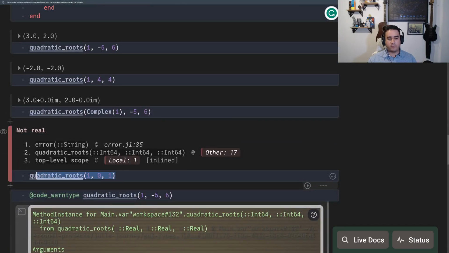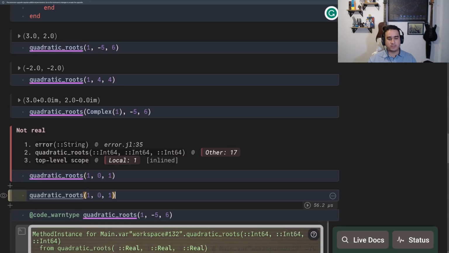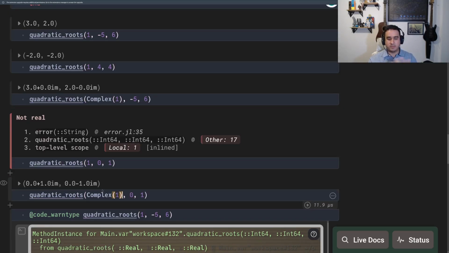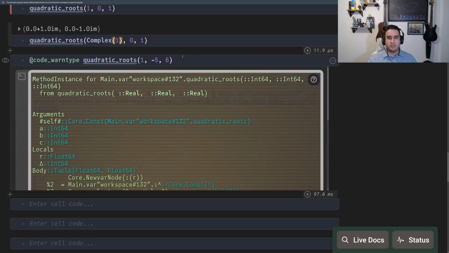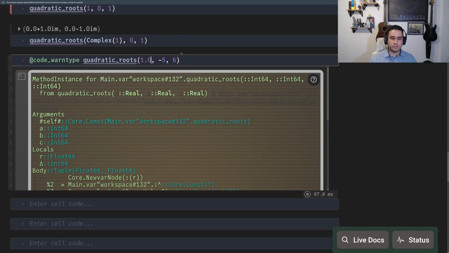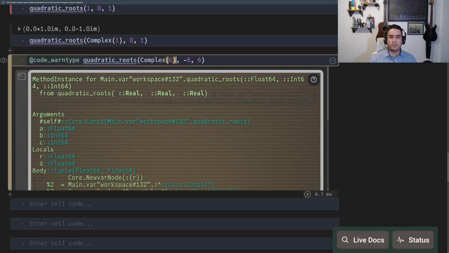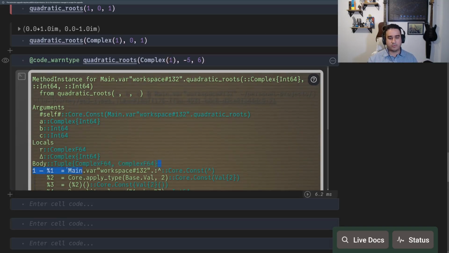And by the way, here you have quadratic roots of 1, 0, 1 not working anymore because it has a non-real solution, but if you have at least one of those terms as a complex number, you can see that now it works, okay? Interestingly, you also have the code_warntype for this. So quadratic roots 1, -5, and 6 is always going to return a tuple of Float64. If I have a 1.0 here, the output is a Float64. If I have a complex 1 here, it's actually a Complex Float64 now. So it can always know the type of the output given the types of the input. This is what's called a type stable function.